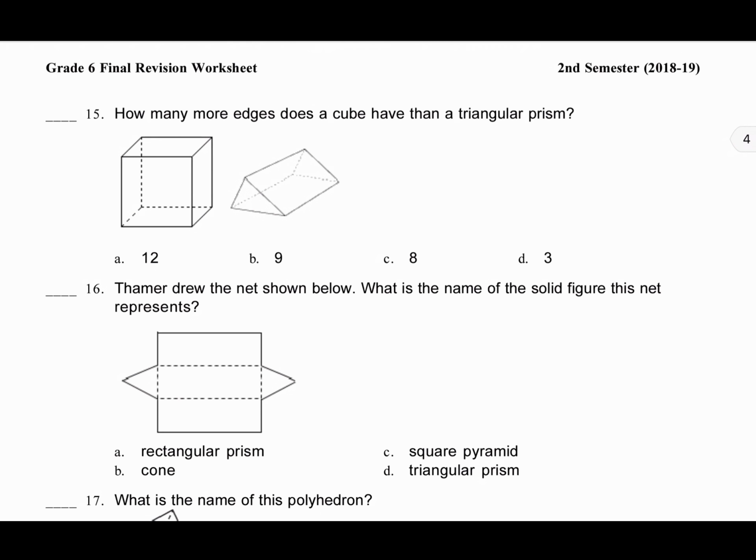Next question. How many more edges does a cube have than a triangular prism? The cube has 12 edges, and the triangular prism has 9 edges. So the difference would be 12 minus 9 equals 3. So the answer would be D.